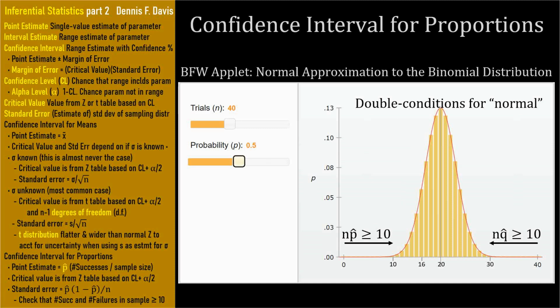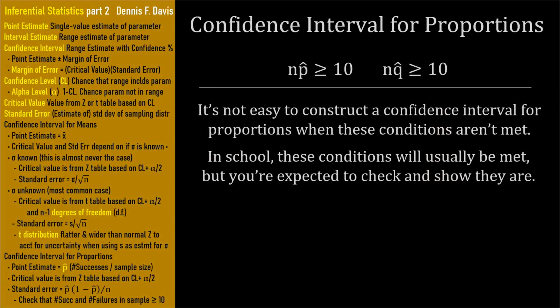Two notes. First, it's not easy to construct a confidence interval when these conditions are not met. If you use the normal approximation, you'll get bad results. In high school and first-year college inferential statistics, the conditions will almost always be met, but you will be expected to do the checks and state explicitly that n p hat is greater than or equal to 10, and n q hat is greater than or equal to 10, so you can use the normal approximation of the binomial distribution to find the critical value.